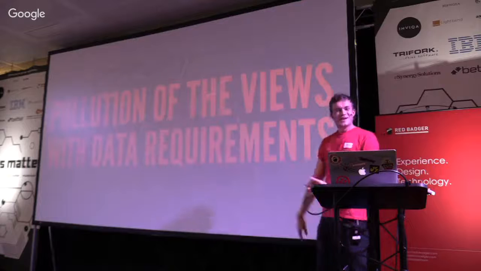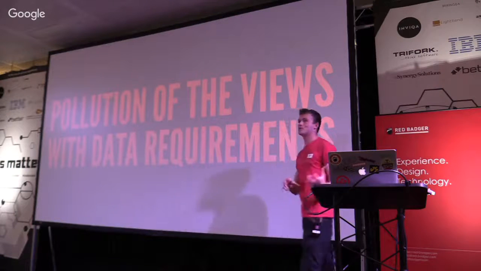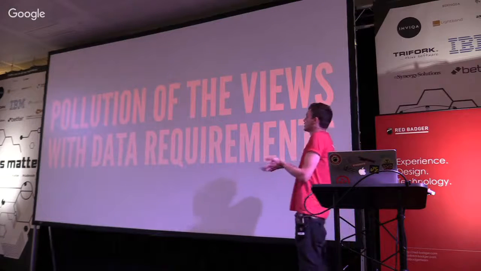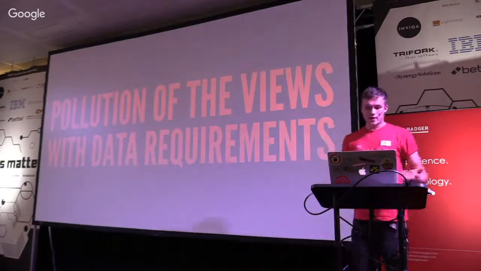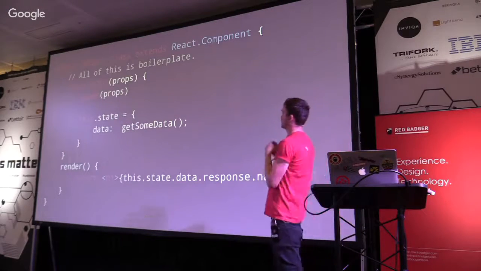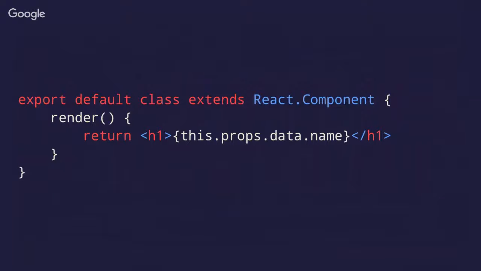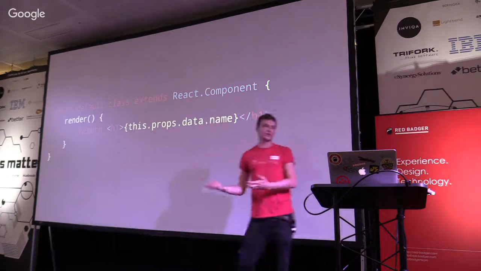What we refer to this as is a pollution of the view with the data requirements. The view doesn't really need to know about its data; it should be given its data. So ideally, we want to turn something that looks like this into something that looks like this. It's really simple. It's just the H1, but instead of being state, it's props. It's just passed in. That's what we're trying to get towards.